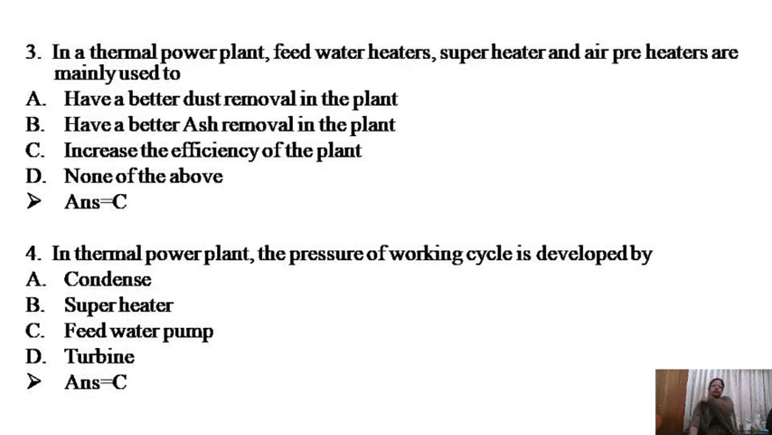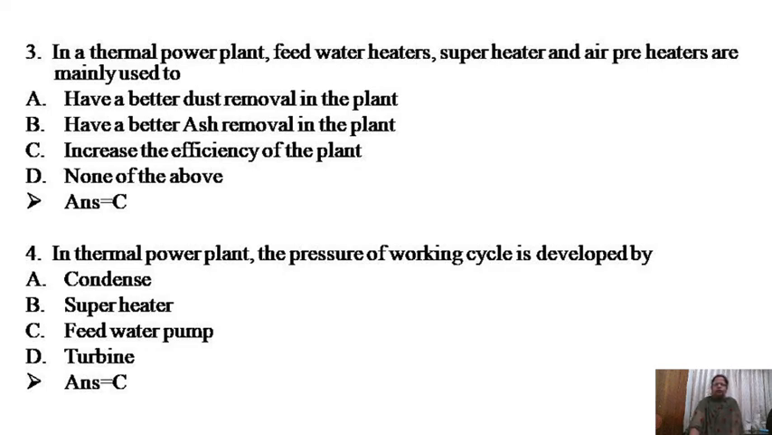In a thermal power plant, the feed water heater, superheater and air preheaters are mainly used to: option A, have better dust removal in the plant; option B, have better ash removal in the plant; option C, increase the efficiency of the plant; option D, none of these. In a thermal power plant, feed water heater, superheater and preheaters are mainly used to increase the efficiency of the plant.